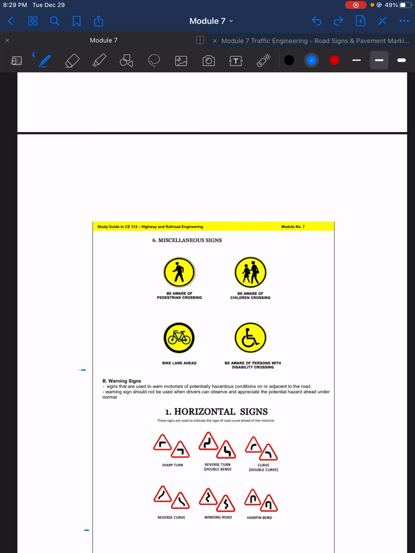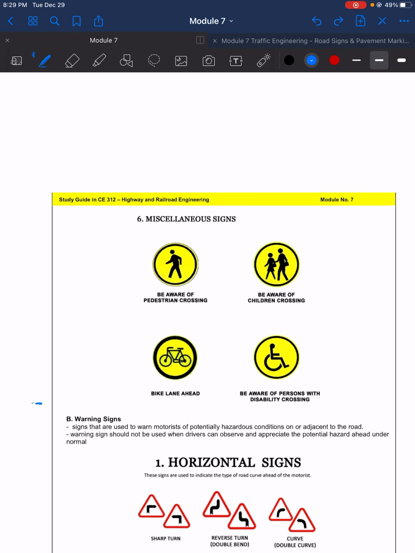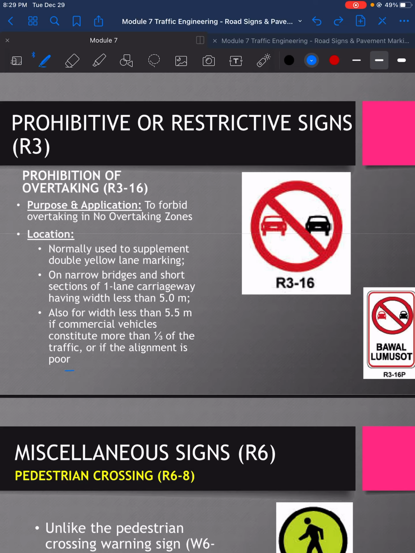We also have here more miscellaneous signs. Be aware of pedestrian crossing. Be aware of children crossing. Bike lane ahead. Be aware of persons with disability crossing. Puro awareness.